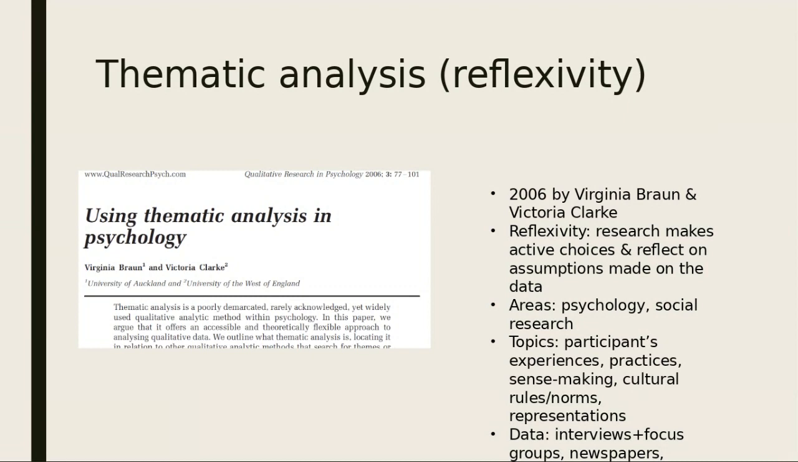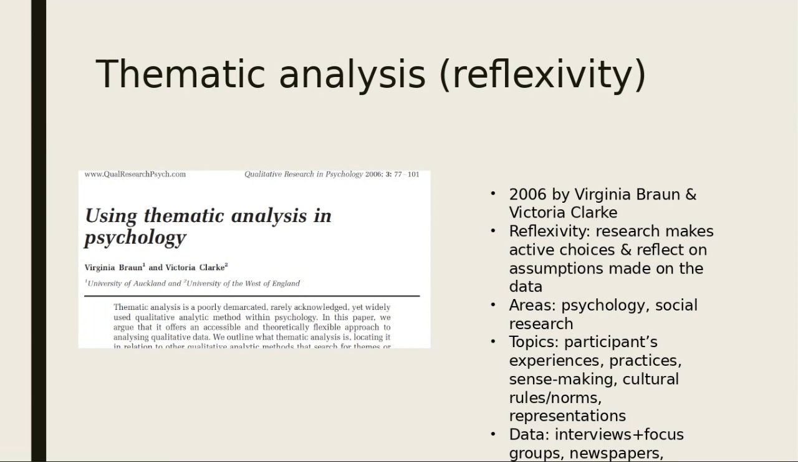they developed this approach. And okay, so one of the issues that they insist on is the notion of reflexivity, which makes active choices. The researcher is making active choices and reflecting on the assumptions made on the data. So if you take this approach, you need to be reflexive in the way that you present the data. And we're going to see some examples later on this. The areas where it has been more traditionally applied have been psychology and social research.